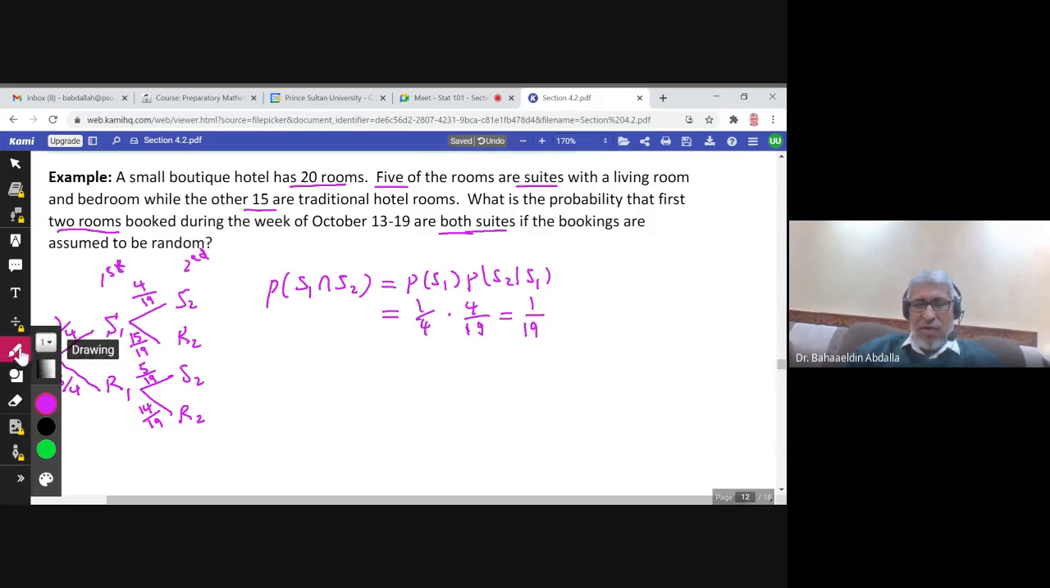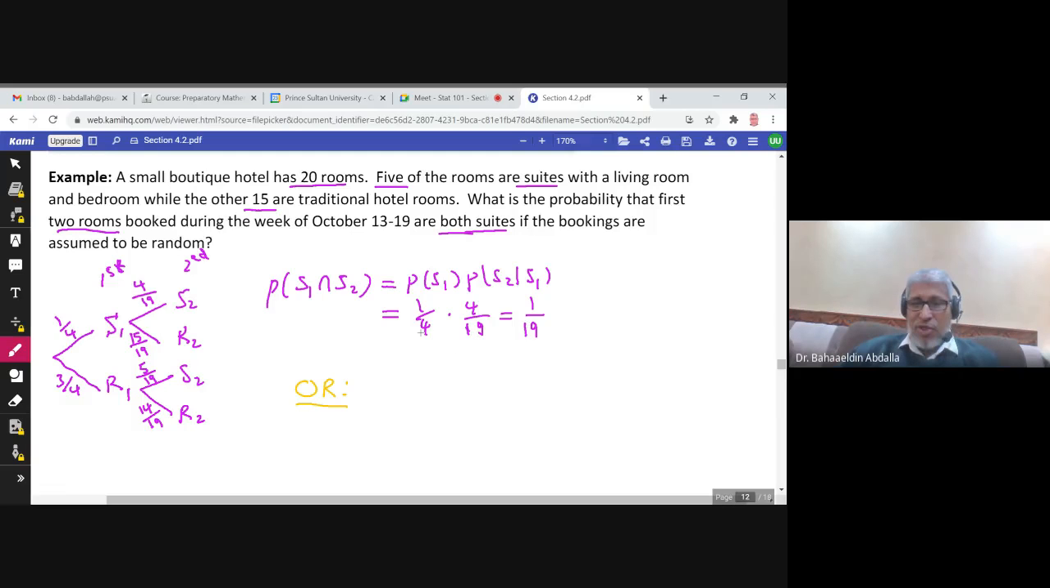You can think of this question in another way if you like. You don't have to draw a tree diagram, in fact, but a tree diagram will help you in answering many conditional questions. In case I ask you what is the probability that the second room is a traditional room, for example, listen to the previous video. We illustrated how to evaluate this probability.